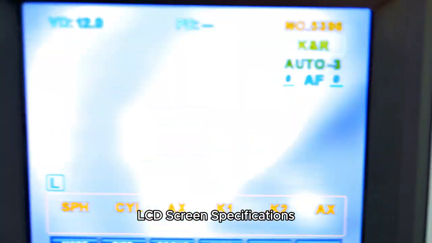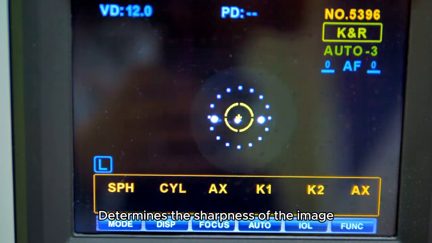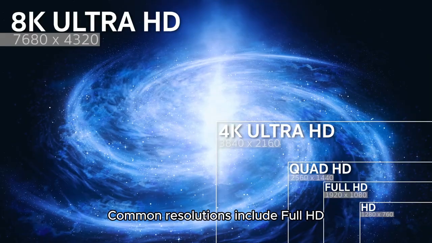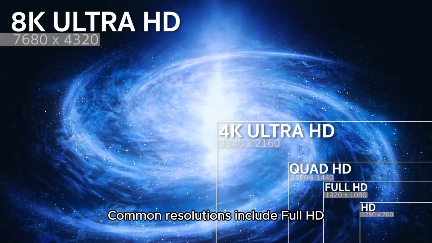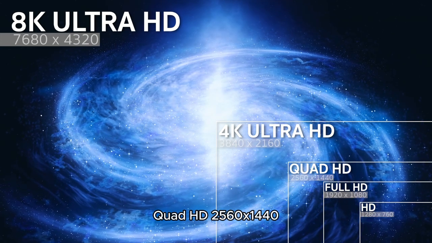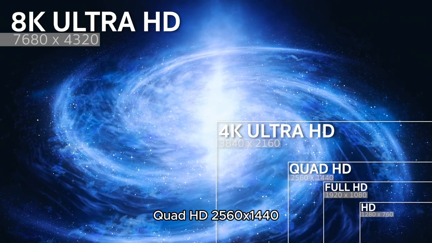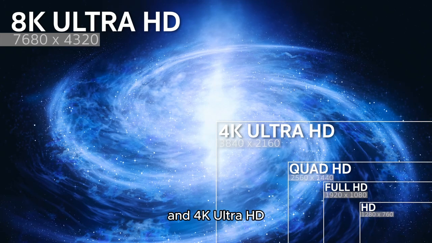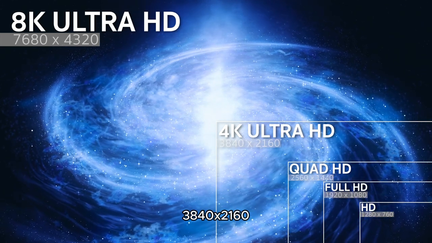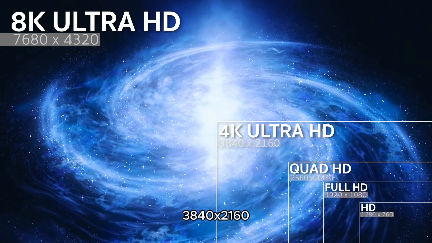LCD screen specifications. Resolution determines the sharpness of the image. Common resolutions include Full HD 1920x1080, Quad HD 2560x1440, and 4K Ultra HD 3840x2160.